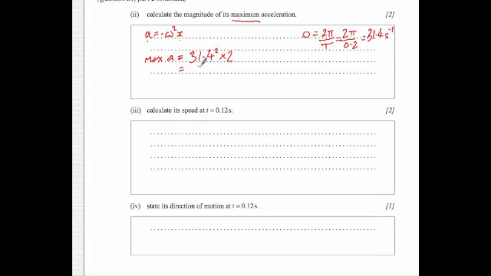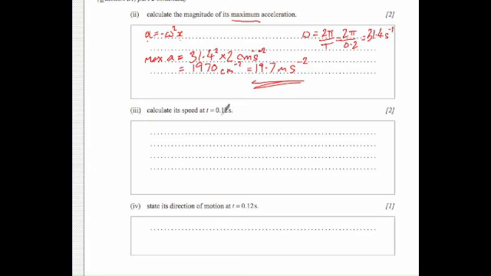We get quite a large number in centimetres per second squared, so I'm going to convert this then to metres. And I'm going to give my final answer in metres per second squared, so just write it down in centimetres per second squared first. 19.7 metres per second squared.